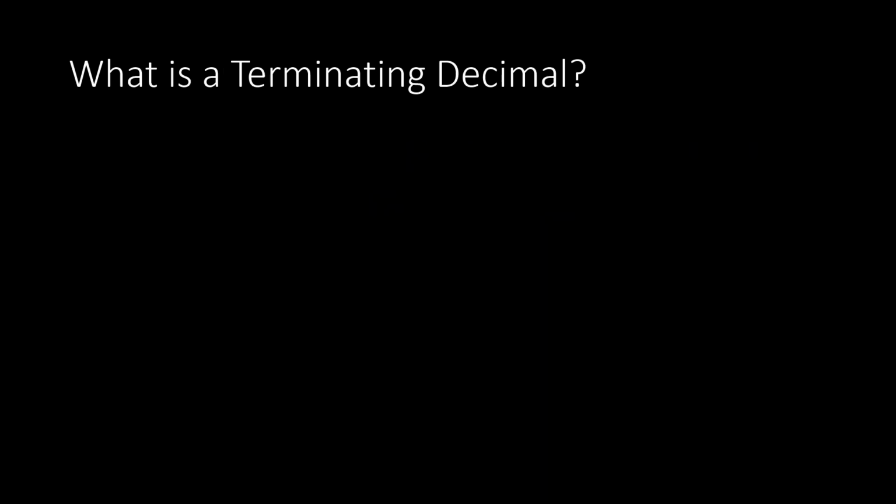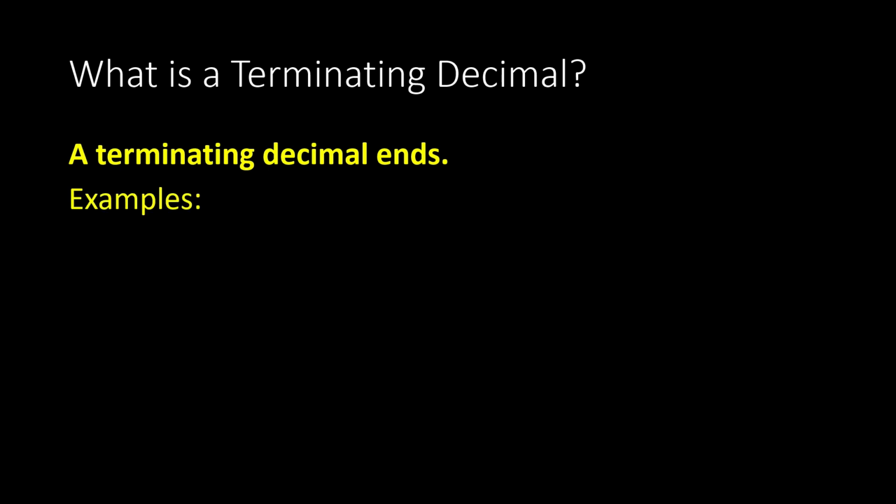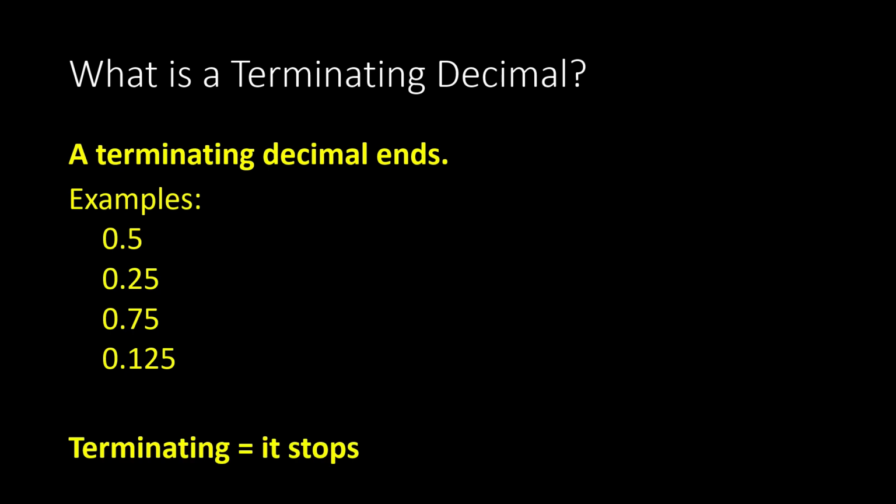Now we ask the question, what is a terminating decimal? A terminating decimal is a decimal that comes to an end. So for example, 0.5 stops after 1 decimal place. 0.25 stops after 2 decimal places. 0.75 stops after 2 decimal places. And 0.125 stops after 3 decimal places. In other words, a terminating decimal is one which stops, it terminates.